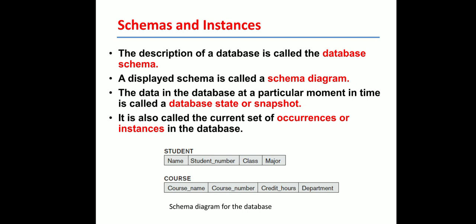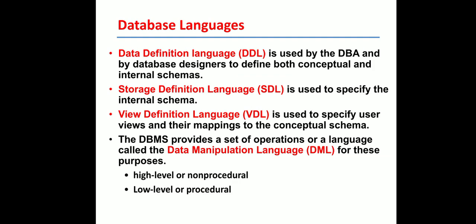Next is database languages. We have different database languages. This concept is also important. He may ask for the abbreviations of these database languages, or what these languages do with your database. We have different database languages: data definition language, storage definition language, view definition language, and data manipulation language. Each language has a different capability to perform operations.